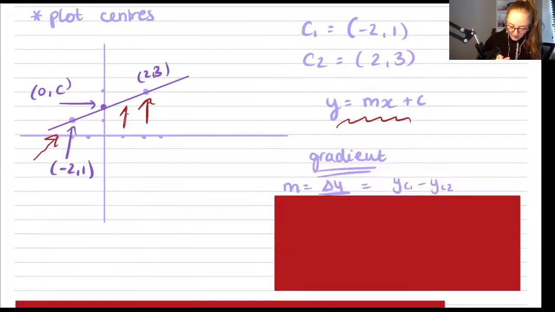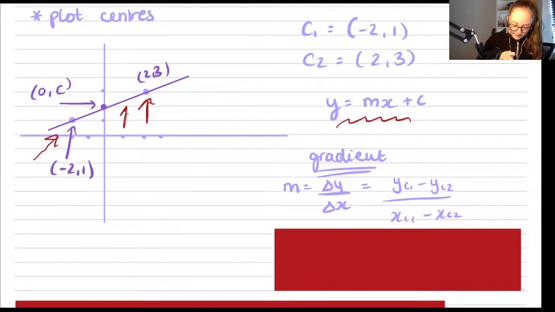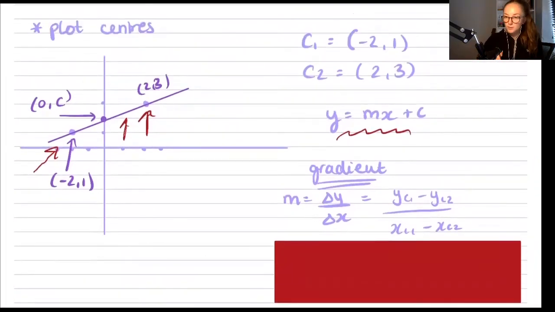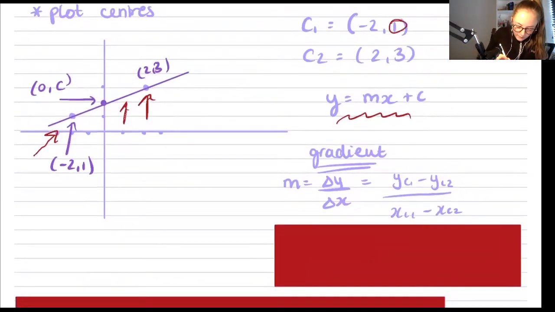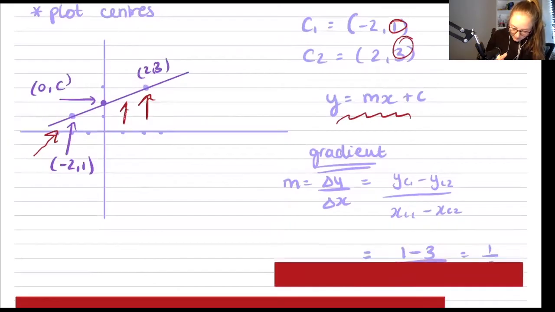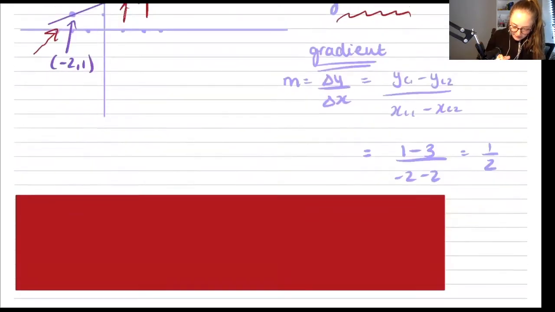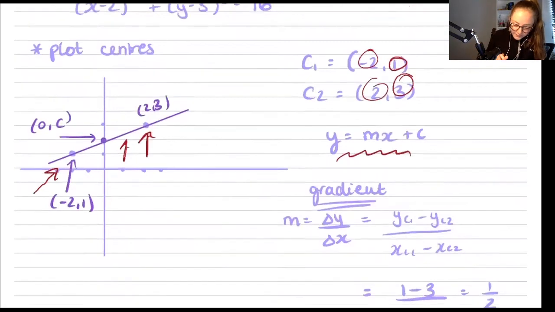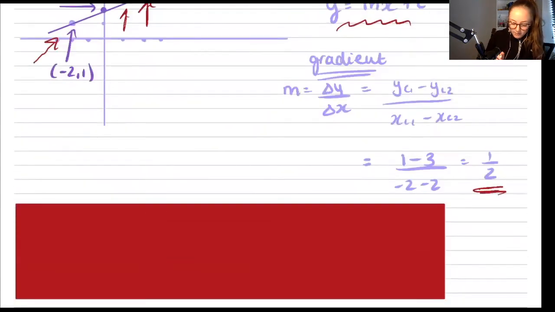So if I start with the gradient, that is the change in y over the change in x of our line. So the easiest way to work that out is to take 2 points in our line. What 2 points do we know? Center 1 and center 2, or as I've called them, C1 and C2. So we just need to find the change in the y's of them. So these are the y values. And we need to divide them by the changes in x, so these values. And we end up with a gradient of half.